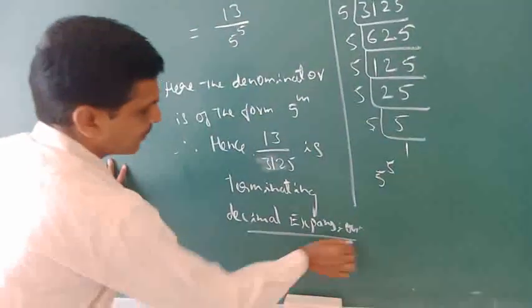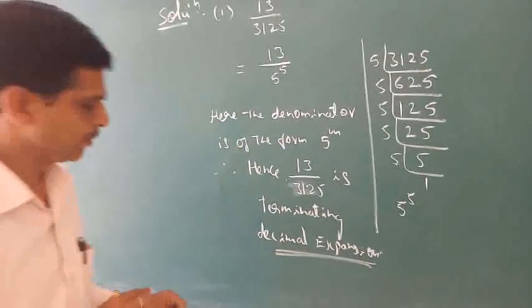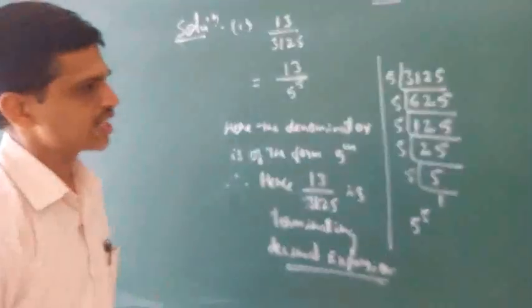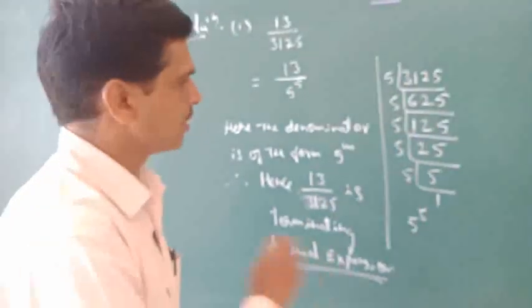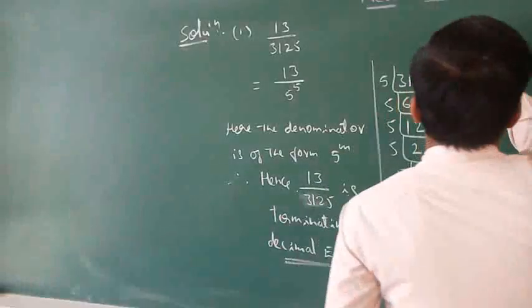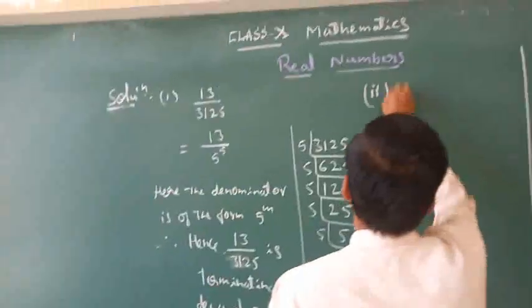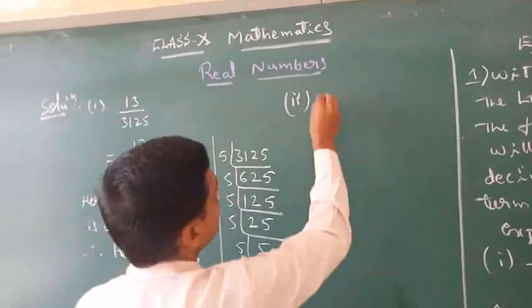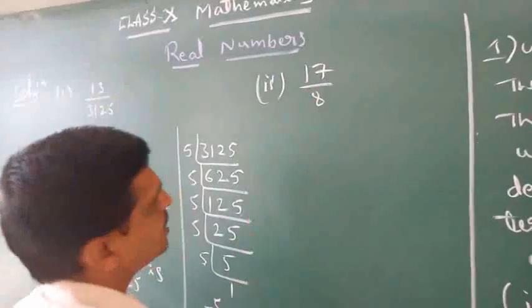So this is the result that we get now. Okay, in the same way, go to the next. There are so many examples, and in the same way we can express them. Next one, the second one, I want to solve here. Look here, 17 divided by 8. Here also, a very simple number.